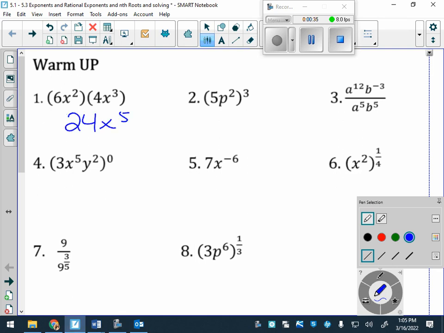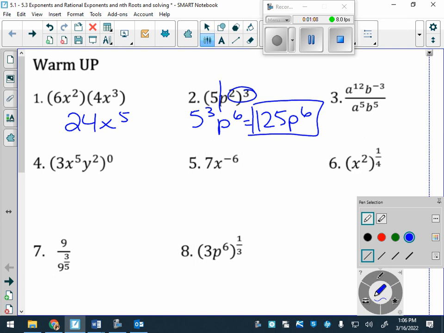Excellent. And two, thank you so much. Remember you have to split these, so that means you have 5 cubed. However, what are you doing here? Multiplying, not adding. So it should be p to the what? 6. So either leave it as 5 cubed, but 5 cubed is pretty simple to simplify, so 125 p to the 6th should be your answer.